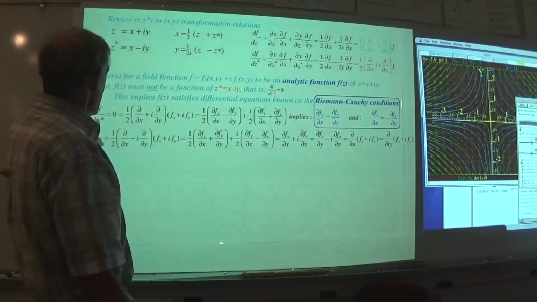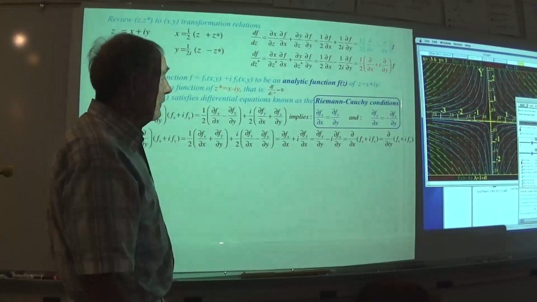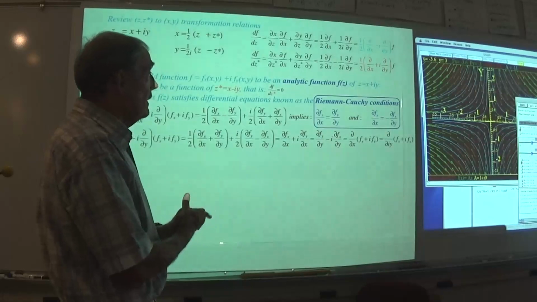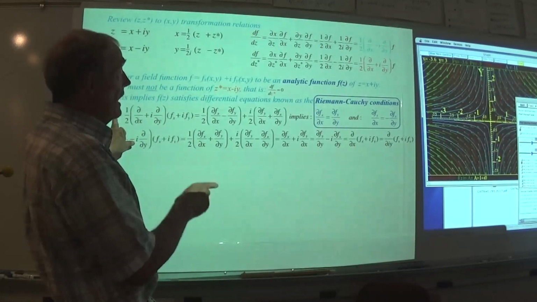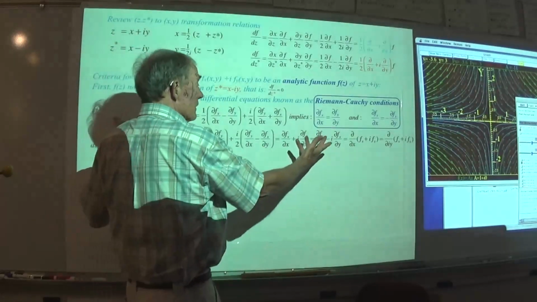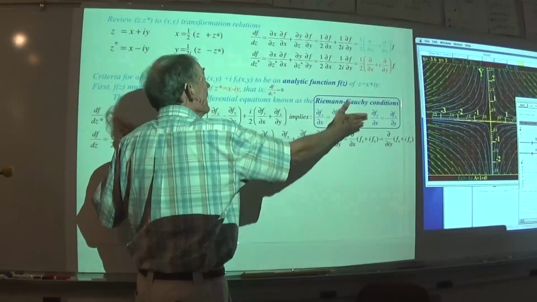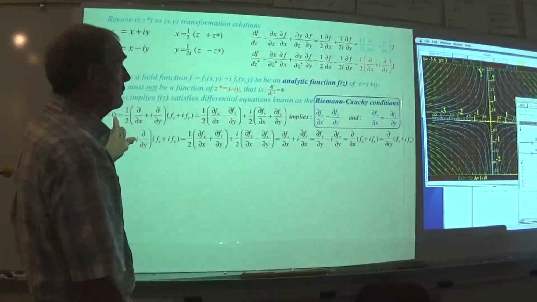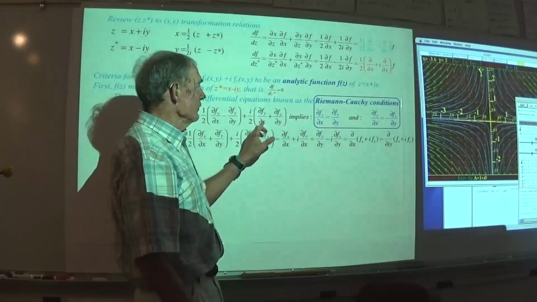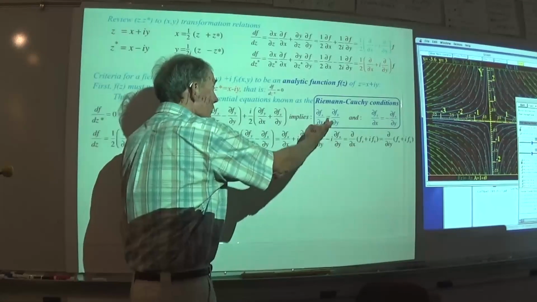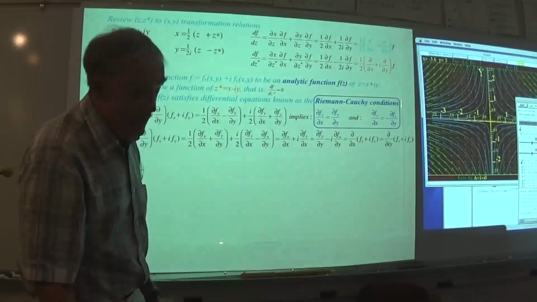Here's the df dz star, here's the df dz, and you go through this algebra, and you have a 0 here. That implies the Riemann-Cauchy relationship, x derivative of fx equals y derivative of fy, and the logical counterpositive, you might call it, in order to make this 0 as well as this. So this goes with this, and this goes with this. Now you could have done this whole thing backwards.